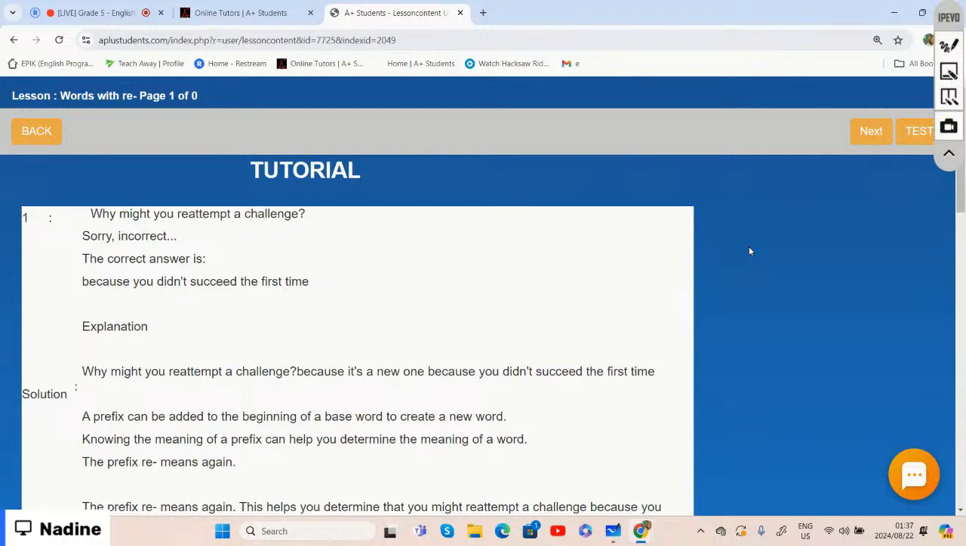All right, remember we said re means again, right? And when we reattempt something, we reattempt something because we maybe weren't that successful in the first attempt, right? Or it is maybe just to do better.